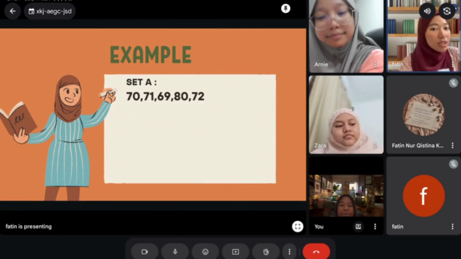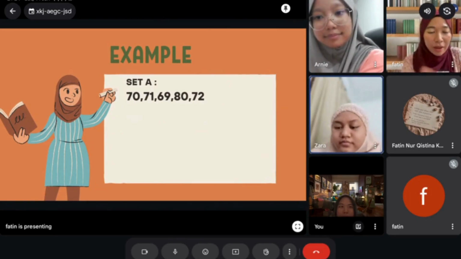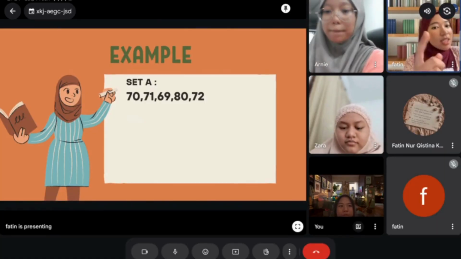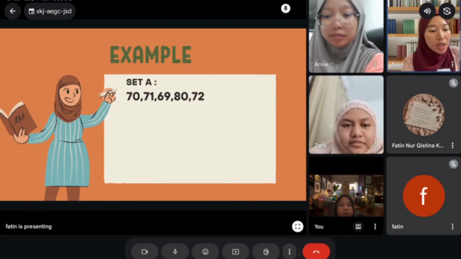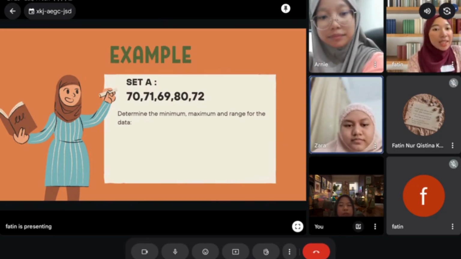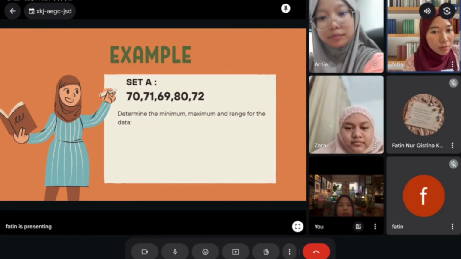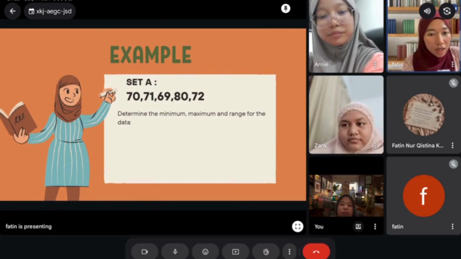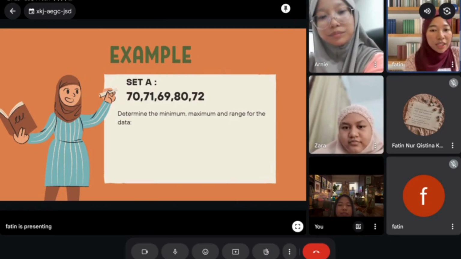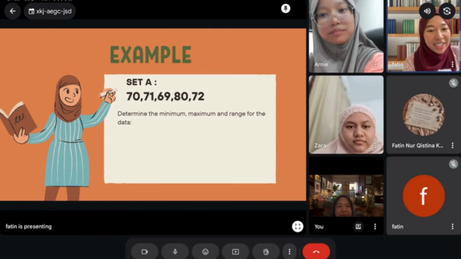So next we go to our other example. Here we have a set A that consists of five numbers, which is 70, 71, 96, 80, and 72. So the question is, determine the minimum, maximum, and range for the data. Can I have Arni for the maximum value, Zara for the minimum value, and Fatin for the range value?